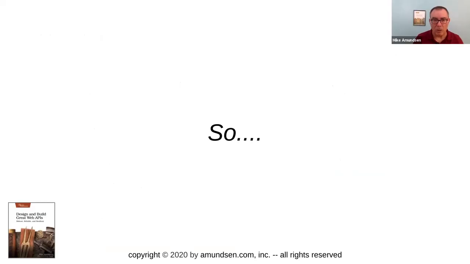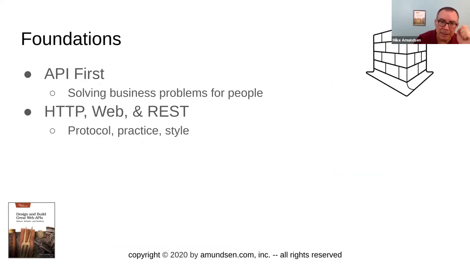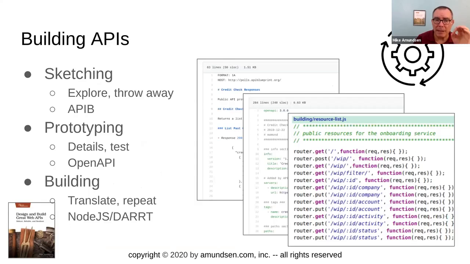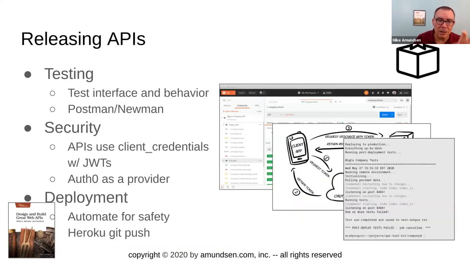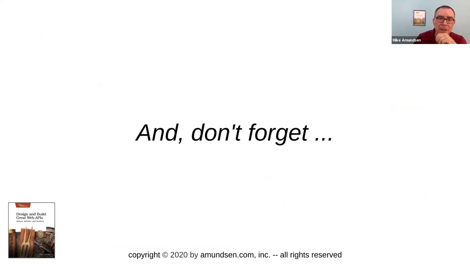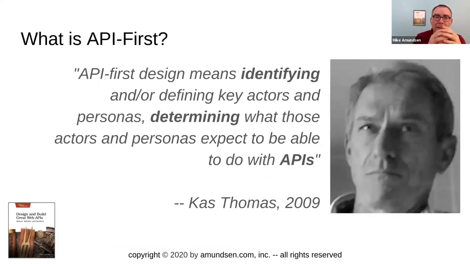Okay, so quick review. You want to solve business problems with a protocol, a practice, and a style. You want to use stories, diagrams, descriptions, sketches, prototypes, and then detailed builds. And then test, secure, and deploy your API, including the notion of even modifying them over time. So don't forget, we're identifying key actors, determining what they want to do. That's our job when we create APIs.